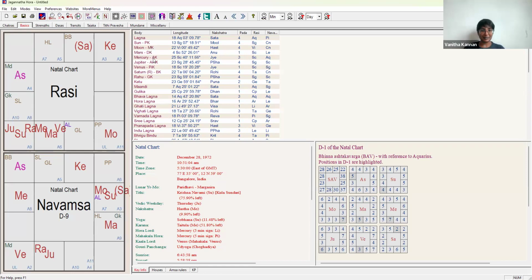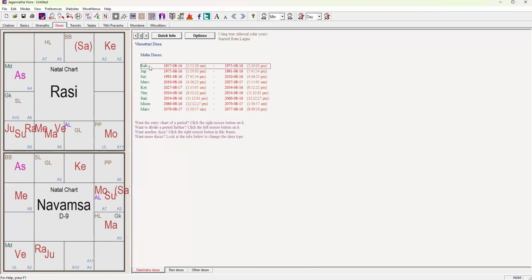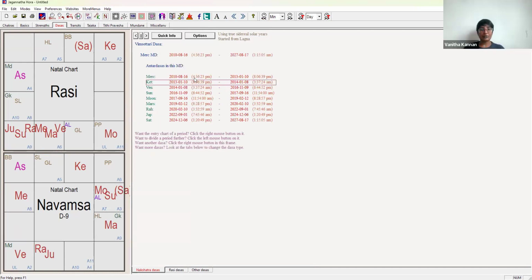Okay, let me see your Atma Karaka. Oh, Mercury. Oh, wow. So she's probably running the end of Jupiter Dasha right now, and Shani Dasha will come next, and she should be good in Shani Dasha. Mercury Mahadasha.